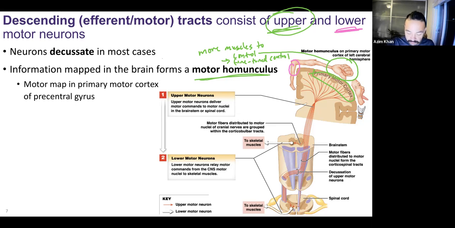All right. So we have, once again, our upper motor neuron. Let me draw this in green.